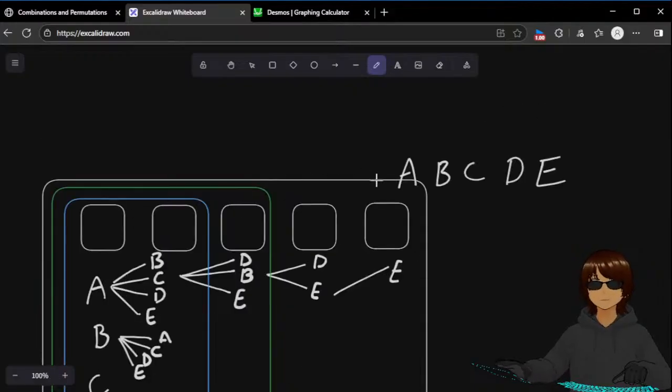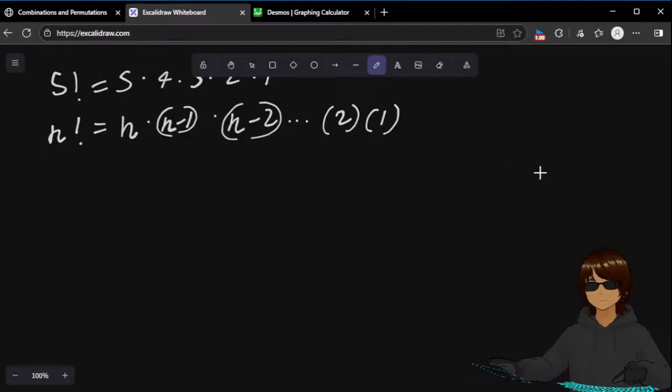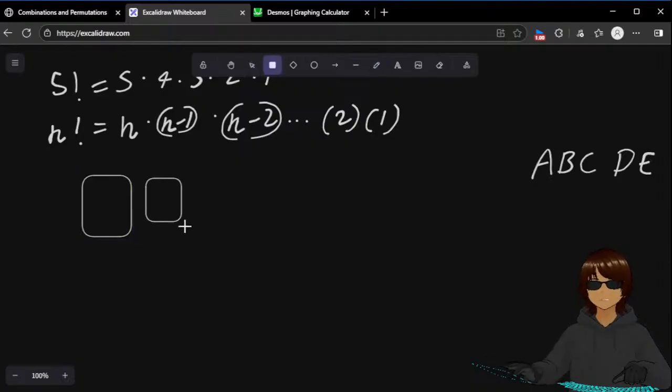Now the thing is, let's say instead of doing all 5 of them, I only did the first 3. So I have 5 items A, B, C, D, and E. And how many ways can I put them in 3 boxes? Not all 5, just 3.